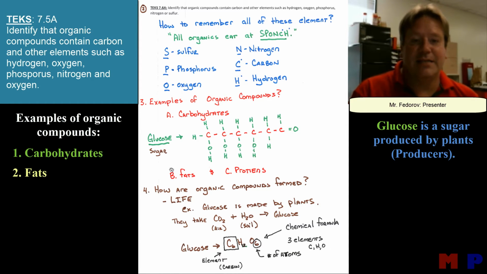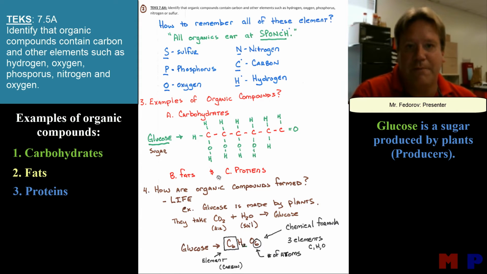We also have fats and proteins. Those are both considered organic compounds as well. And so you might see a fat or a protein, but I'm not going to draw the chemical structure. All you really need to remember when it comes to this is SPONGE, that it contains sulfur, phosphorus, oxygen, nitrogen, and most importantly carbon and hydrogen.